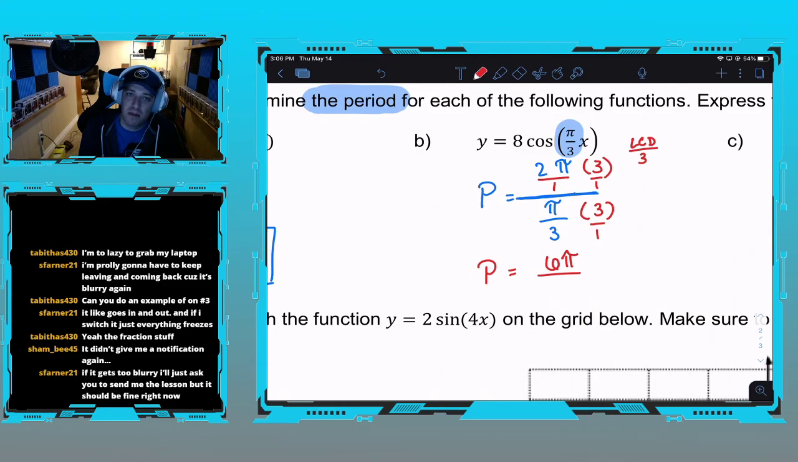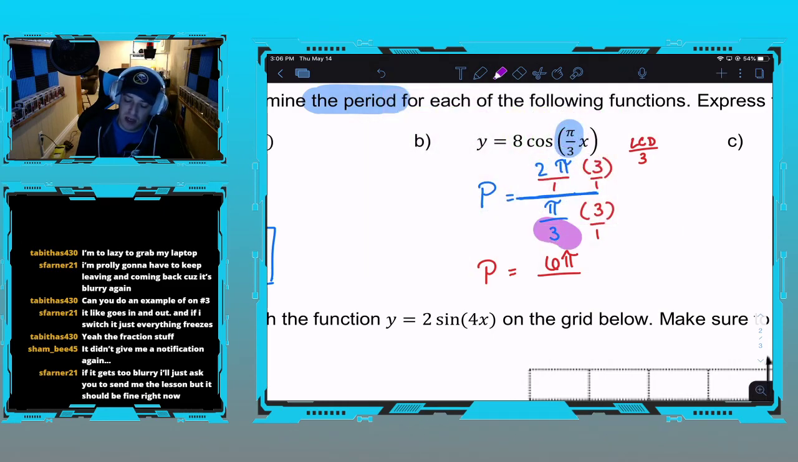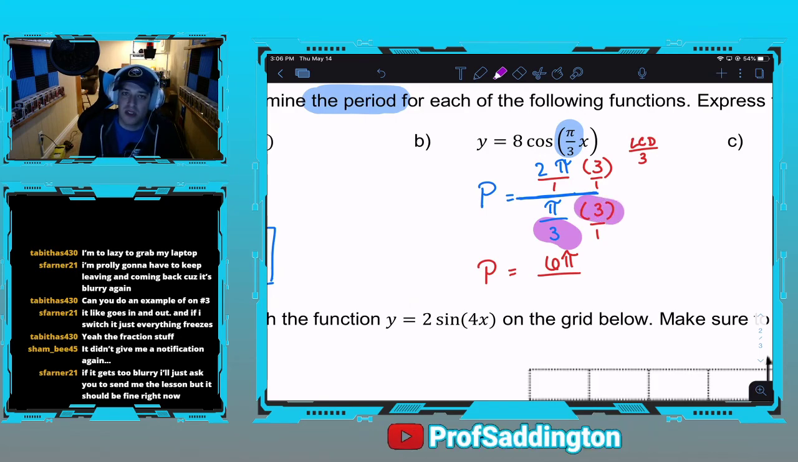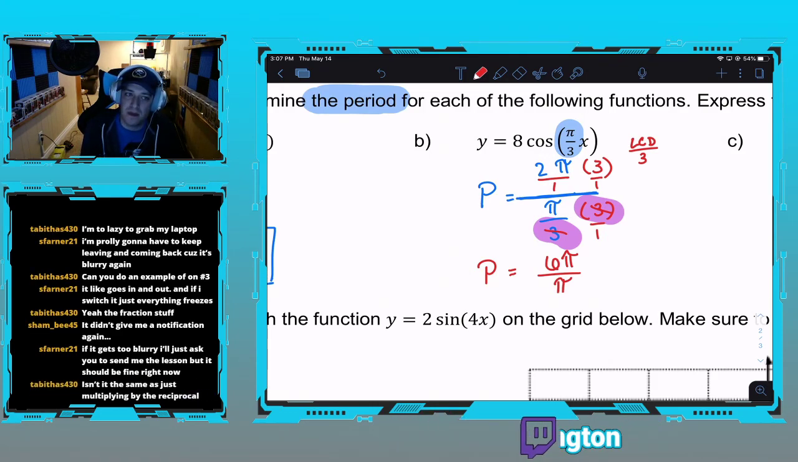On the bottom, you guys should notice that we have 3's that are across from each other. So those are just going to cancel out because they're exactly the same. 3 divided by 3 would be 1. So the only thing that I would be left with on the bottom is pi. And now this could be 6 pi over pi, which is just 6.